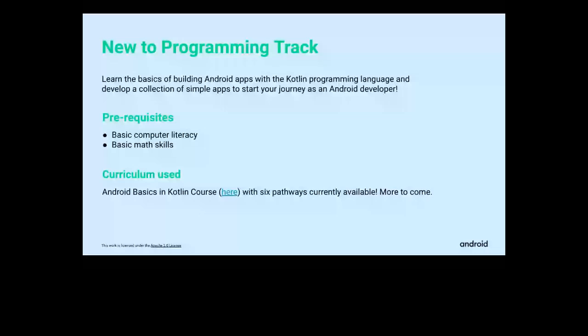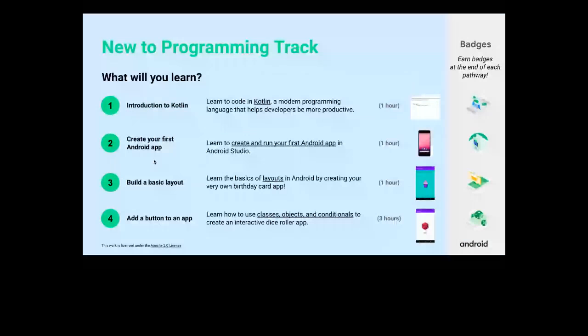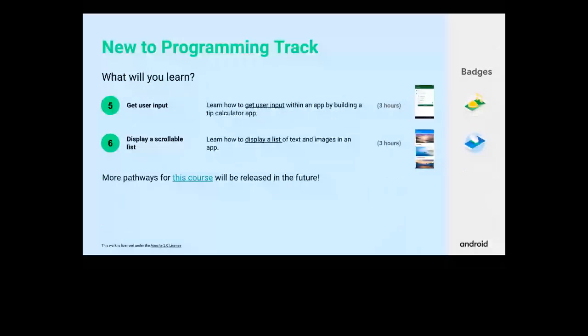The new to programming track has 6 topics to cover. First is about introduction to Kotlin, and the second is creating your first Android app. Third is about building a basic layout, and fourth is about adding a button to your app so that you can add some interactivity. The fifth is about getting some user input from the app, and displaying a scrollable list in the sixth task.